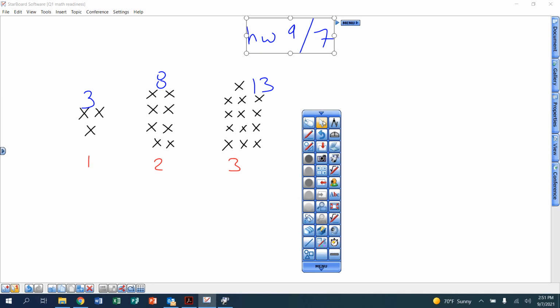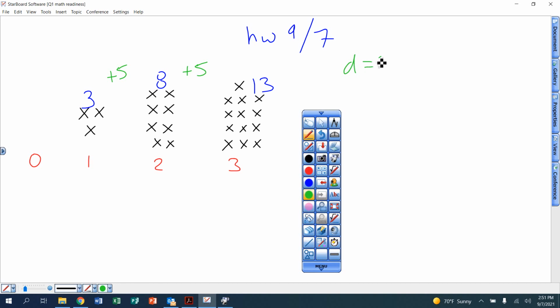I need you to backtrack to that all-important zero term by doing the opposite. I can see up on top here, I'm adding by 5. Adding by 5. That is my common difference number. We call that D. D is 5 for common difference.